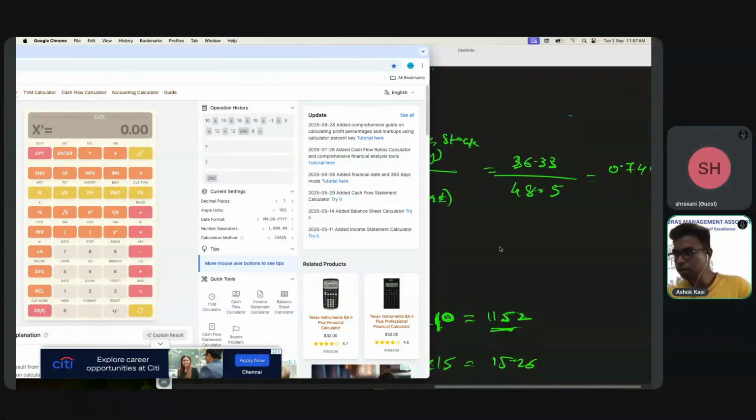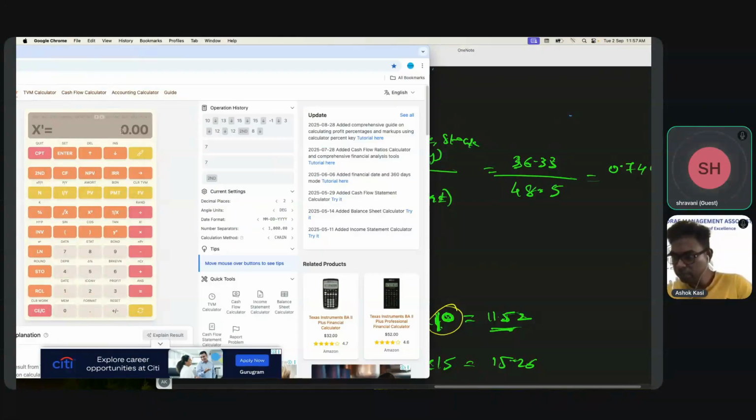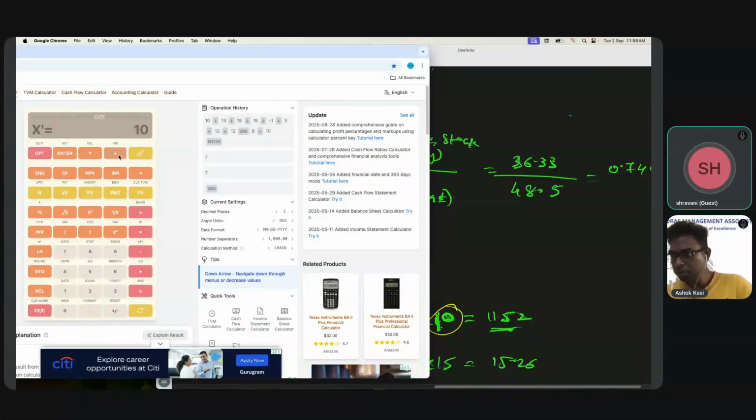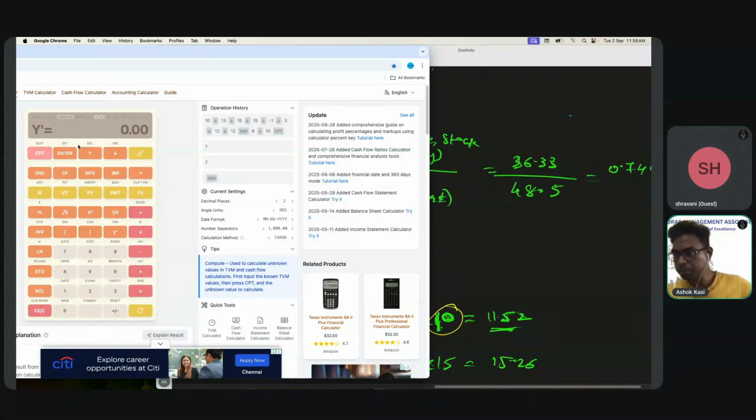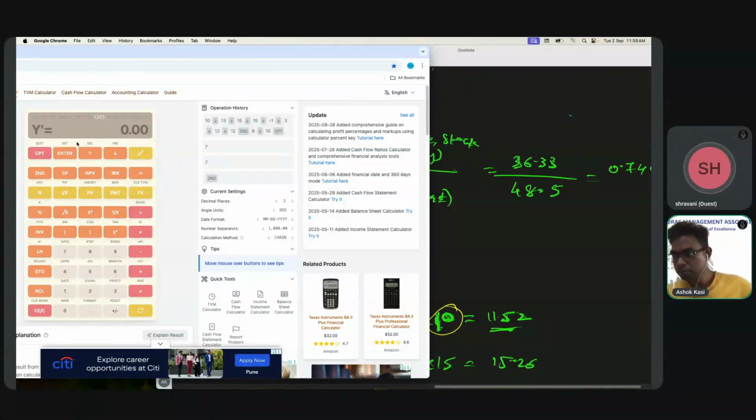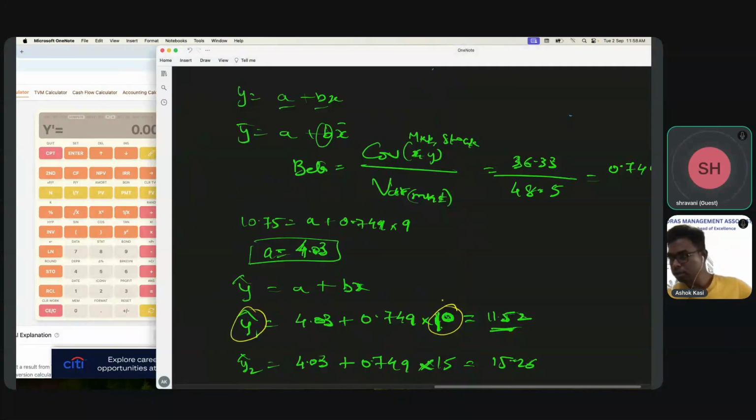Now how to calculate this predicted value? X's value is 10. If x's value is 10, what is the value of y? So X dash is for x's value 10, right? You keep 10 here, enter. Then you do downward arrow. Then y's value we have to predict, so you click on compute. I'm not able to do this here, but you try in your calculator, you should get it. This is 11.50.